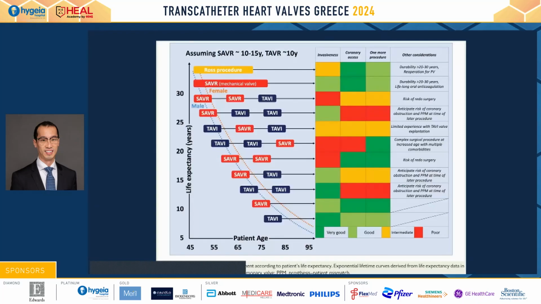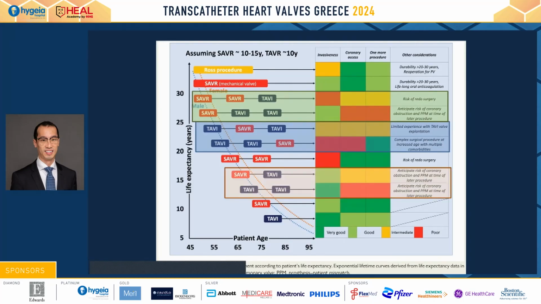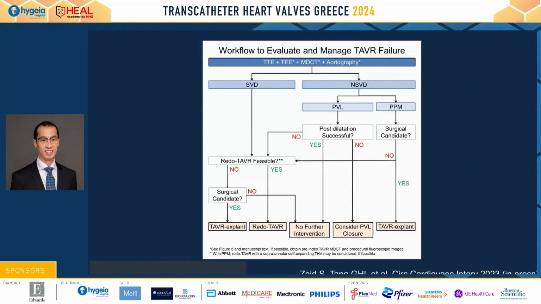Now, what about lifetime management? You see that here, this nice European Heart Journal review shows the different aspects of sequencing of TAVI versus SAVR. And you can see that here, if you have a TAVR failure, there are a number of mechanisms involved, and depending on the mechanism, your management strategy would be quite different. It will usually be either redo TAVR or TAVR explant.